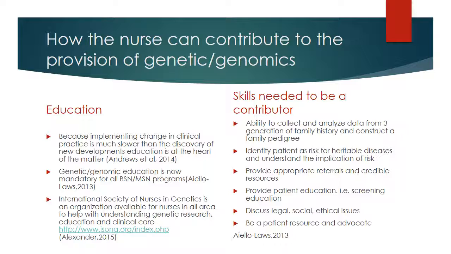Identify patients at risk for heritable diseases and understand this implication. How will that affect the patient and the patient's care? Provide appropriate referrals and credible resources. That's one of the barriers that keeps nurses from using genetics, but is a contributor to pushing this forward. Provide patient education, such as screening, and discuss legal, social, and ethical issues, being comfortable with that. And again, just being a patient resource and an advocate.